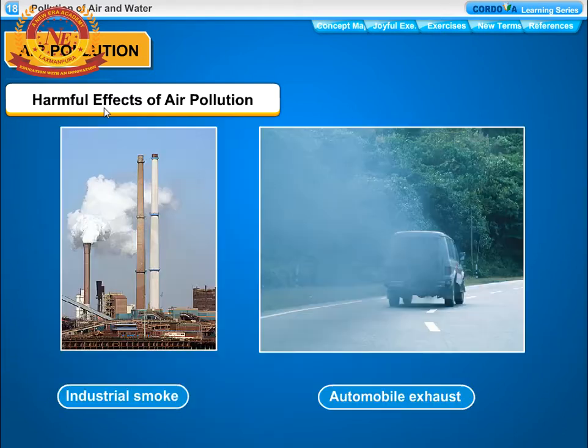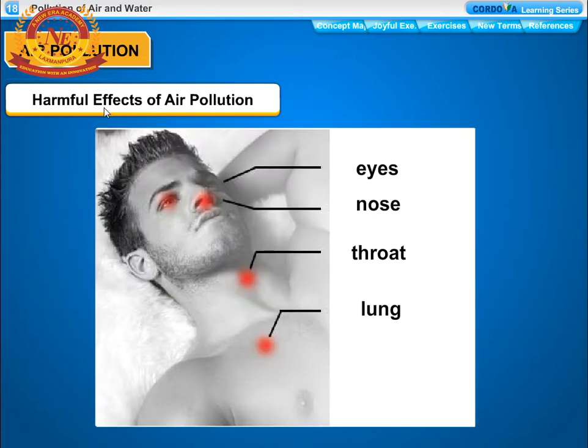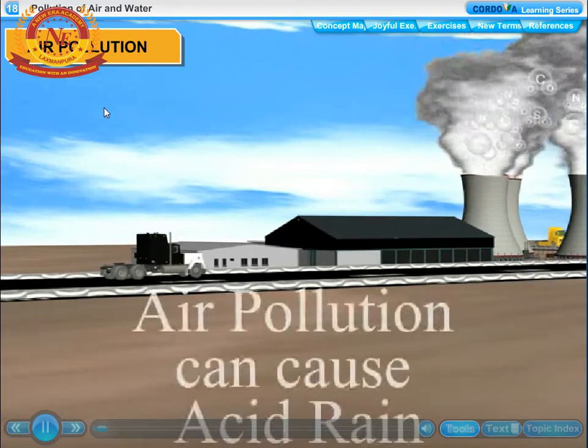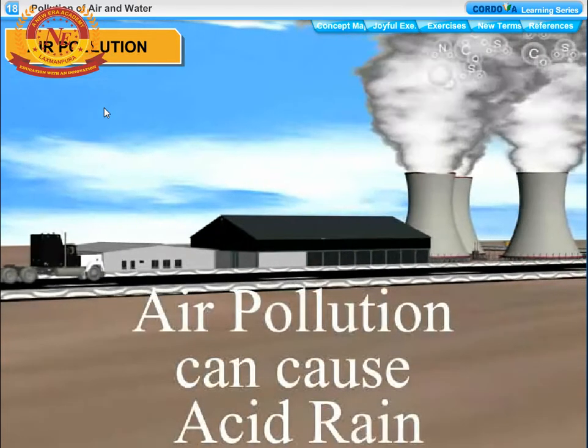Fumes coming out of chemical industry cause irritation in eyes, nose and throat. Particles of lead oxide present in the automobile exhausts can affect the brain of children. Particles of dust in air can cause bronchitis. Air pollution can cause acid rain.